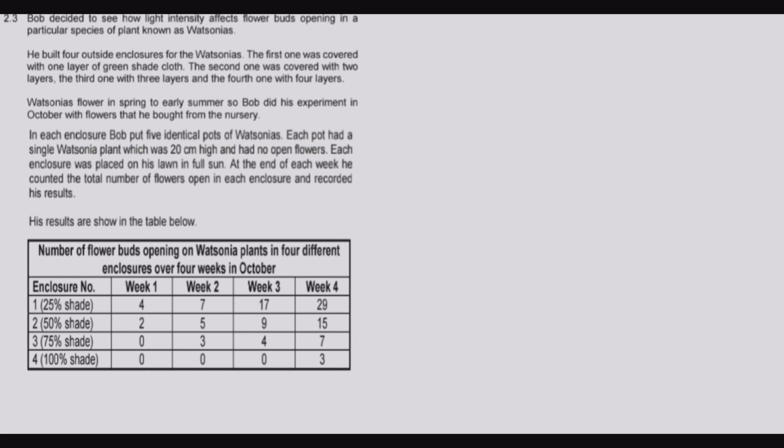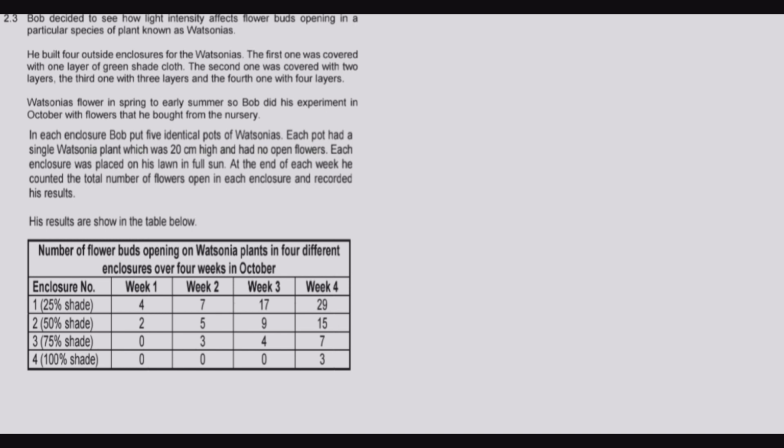So let's go to the table below. This is the table: the number of flower buds opening on wasonia plants in four different enclosures over four weeks in October. You can see the enclosure number: one, 25% shade; two, 50% shade; three, 75% shade; four, 100% shade. Then we have week 1, week 2, week 3, week 4. How can you get the information from this table? In week 1, a plant that was covered with 25% shade had 4 flowers.